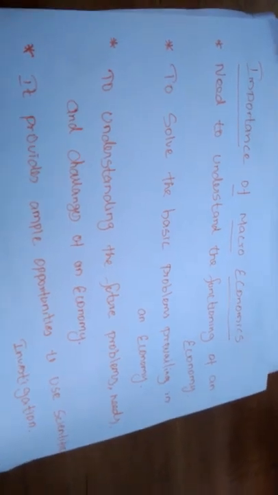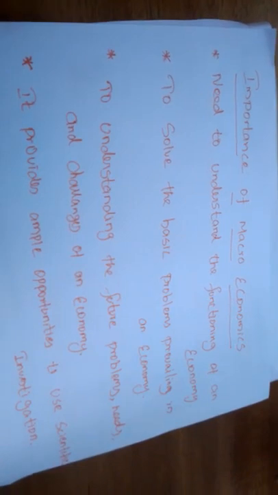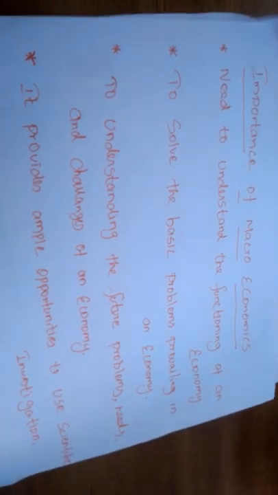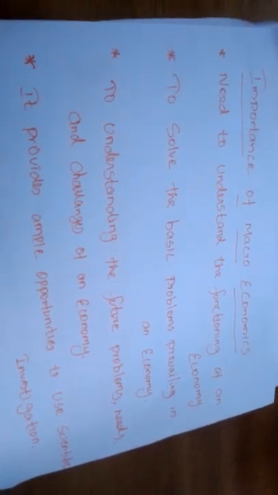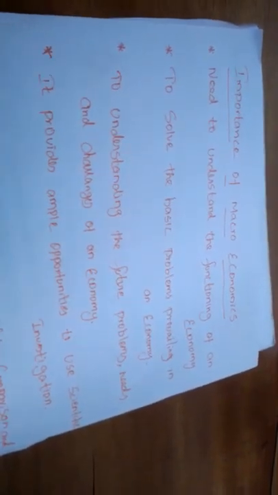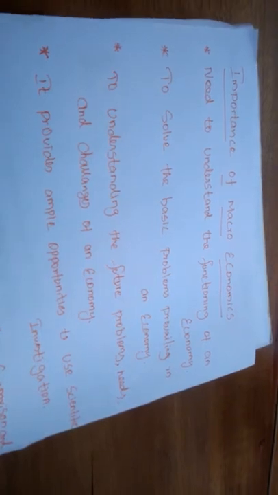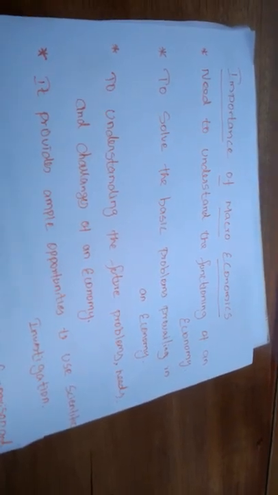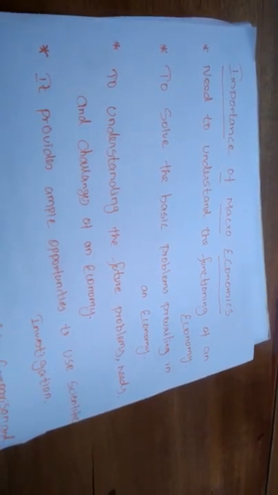And next one is to solve the basic problems prevailing in our economy. What are the basic problems prevailing in our economy? Do you remember, everyone? The basic problem of all nations is what to produce, how to produce, for whom to produce, and how much to produce. What to produce? Every society must decide what goods will be produced and how much of them will be produced.